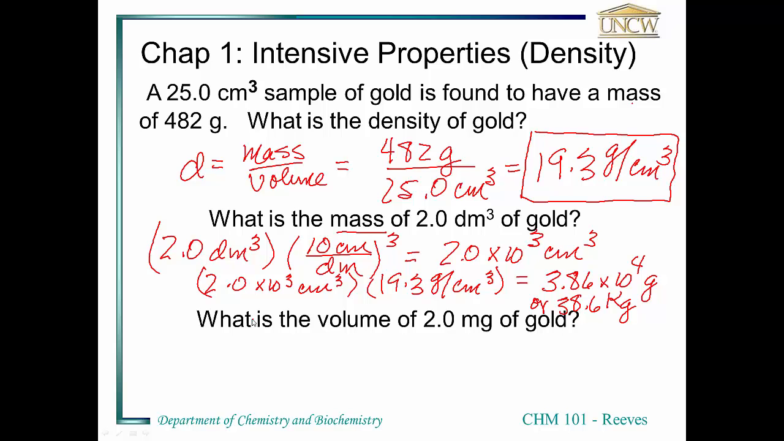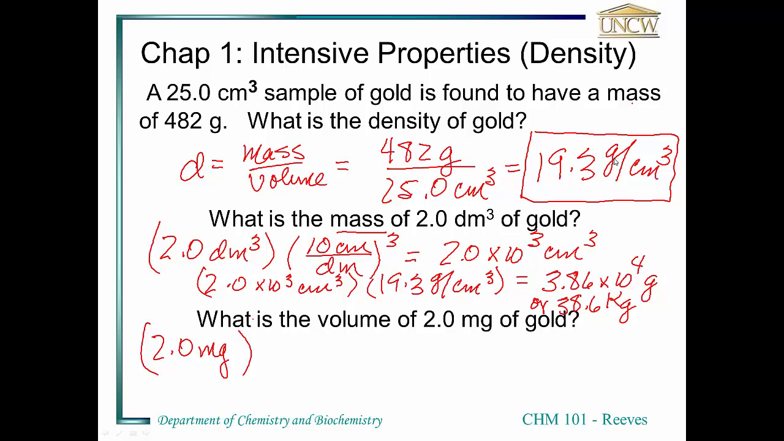Last, what's the volume of 2 milligrams of gold? So now we're asked for a volume given a mass. Again, density relates volume and mass for a pure substance or a homogeneous mixture. The density is always the same. So this time we'll start out with our 2 milligrams of gold. Notice we start every one of these word problems with the information we're given.